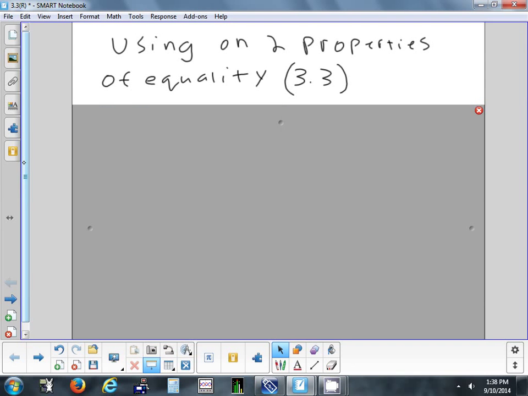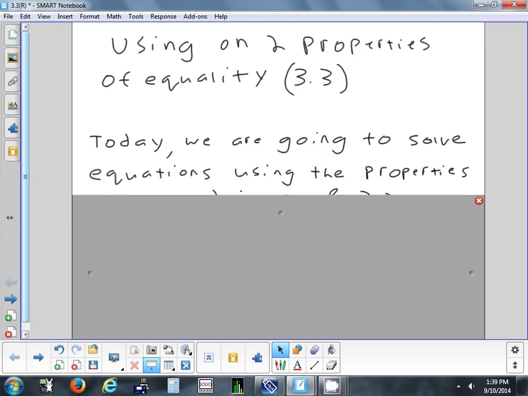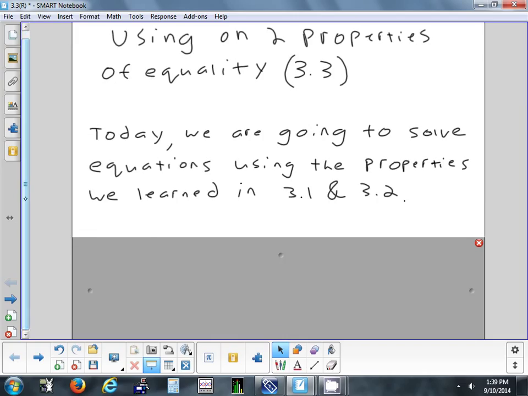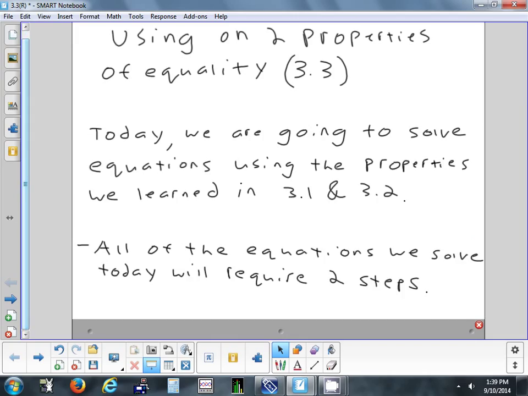Today we're going to look at 3.3, which is on solving equations that have more than one step. All the equations we did yesterday and the day before, you either did addition, subtraction, multiplication, or division. Just one step. These are going to have two steps. We have to do two steps to solve them.